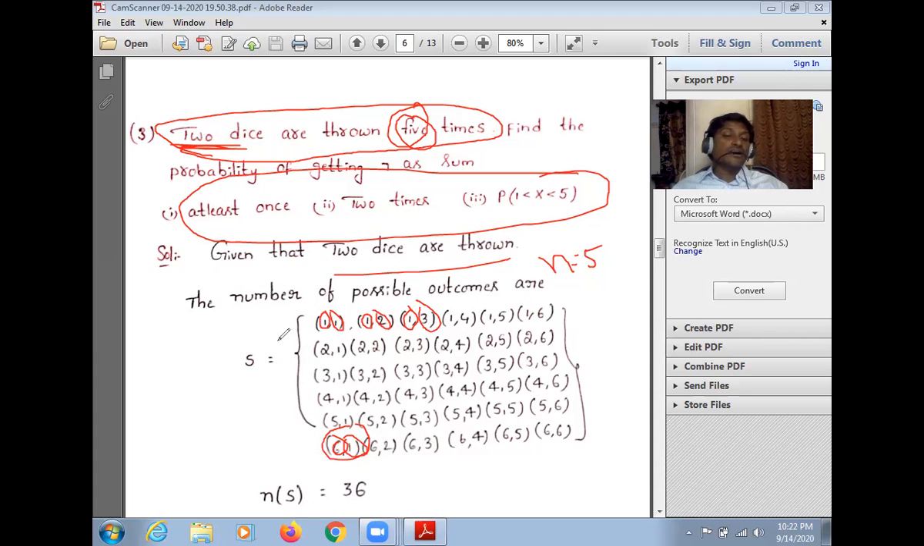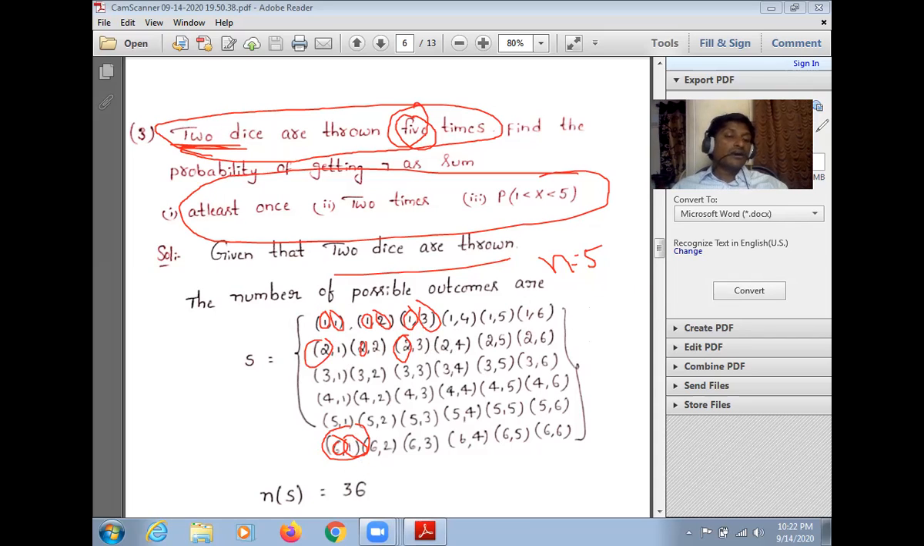1 2 3 4 5 6, and next in the same way, this is first die and this is first die. On the first die roll number 2, and first die 3 and first die 4. So like that, how many total outcomes did we get? Here, 36.